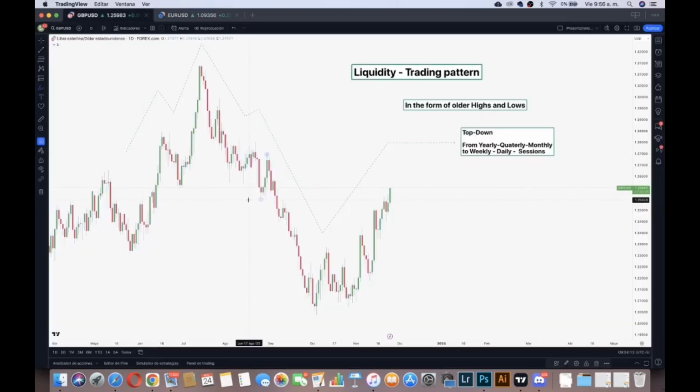This is how I use liquidity as a trading pattern.